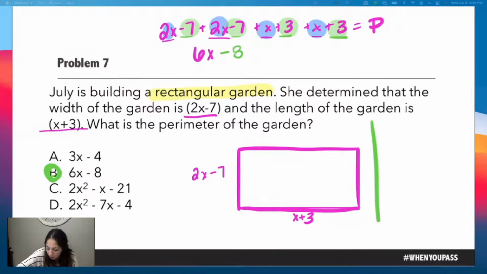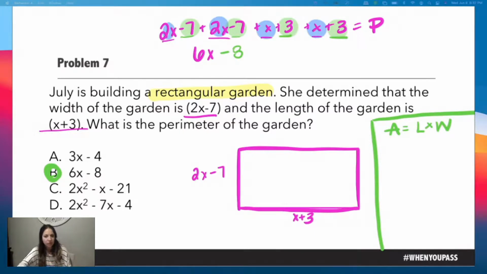I'm going to make a little area box. They did not ask us for this. I'm rabbit trailing because you need to know it. What is area of a rectangle? Length times width. Area of a rectangle is length times width.